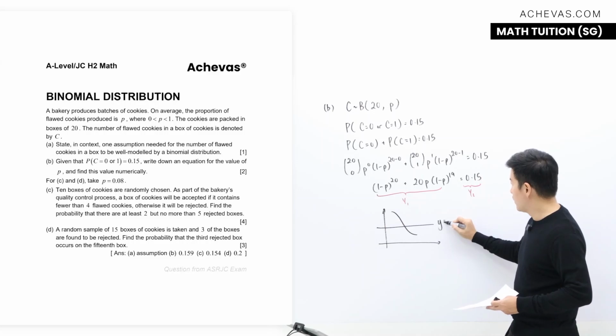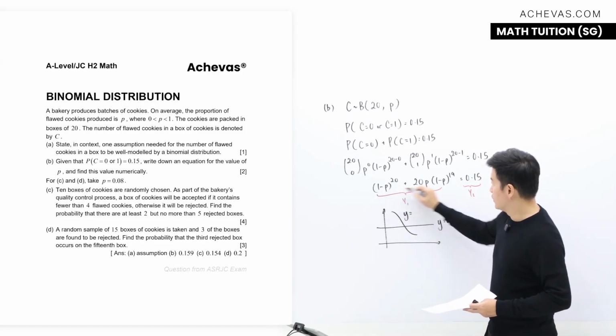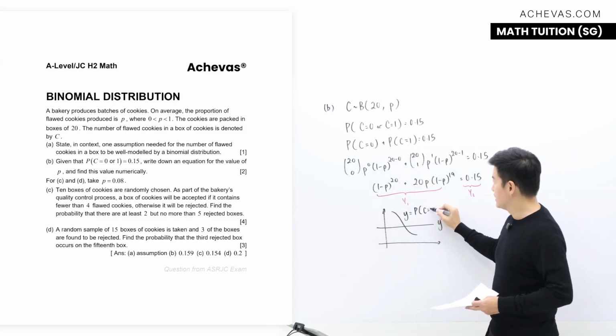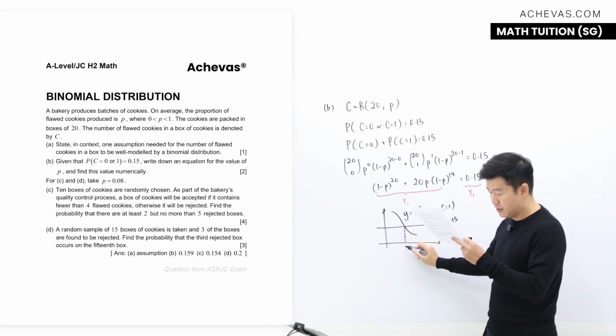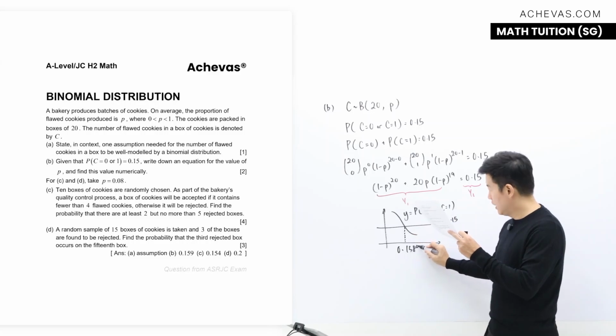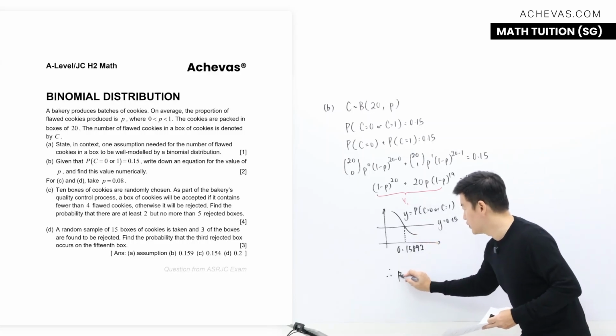Okay, this will be Y is equal to 0.15, and this will be Y is equal to this. Let me just write down a shortcut, maybe just this: probability that C is equal to 0 or C is equal to 1. And the intersection will be giving us the value of P. From my calculator, this is 0.15892. So based on this, we can therefore solve for P.